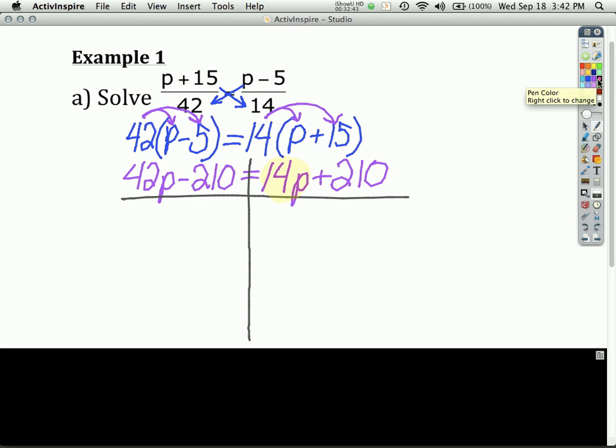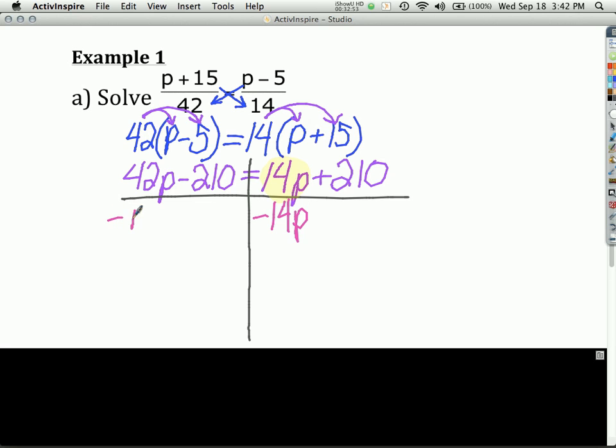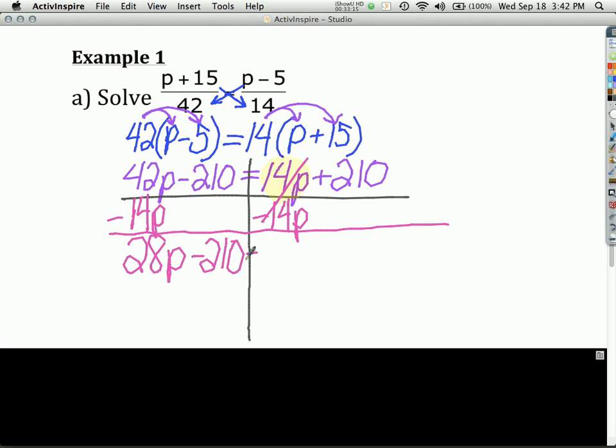Go ahead, Stephanie. You're on a roll. Subtract both sides. By 42. Oh, by 42. Subtract 14p from both sides. Draw my little elementary school squiggle line. Add down. That cancels out. 42p minus 14p. John? 28p. Very good. 28p minus 210 equals 210.